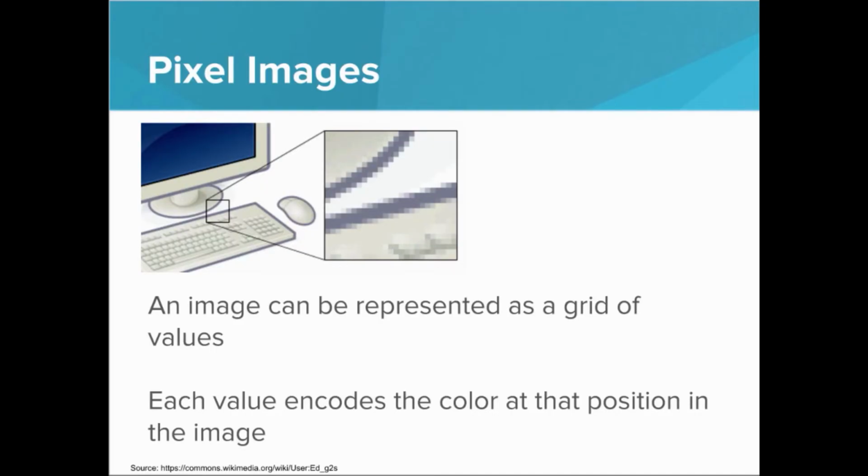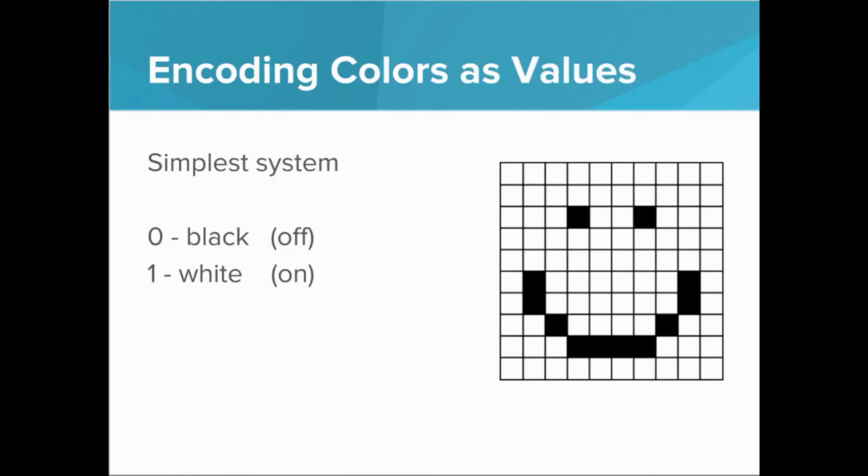So really we just need an encoding system where each color can map to a particular value. So what's an encoding system we can use? What's a good table that will map values to colors? Well, the simplest system would just be 0 being black and 1 being white. The 0 is off, there's no light, and the 1 would be white because there is light.